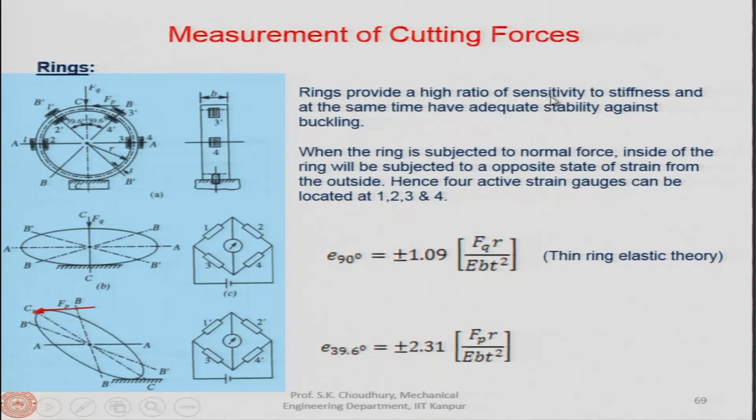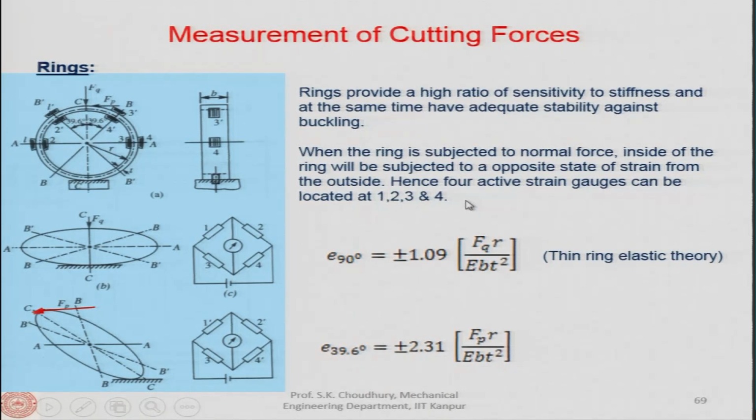So it is very sensitive, in the sense that even a small force will be sensed, and when a very high force is imparted, it will not lose its stiffness, and it has the ability to resist buckling, as we said. When the ring is subjected to a normal force, let us say this is Fq, the inside of the ring will be subject to the opposite state of strain from the outside. Whatever strain comes on the outside, the inside will have the opposite strain.